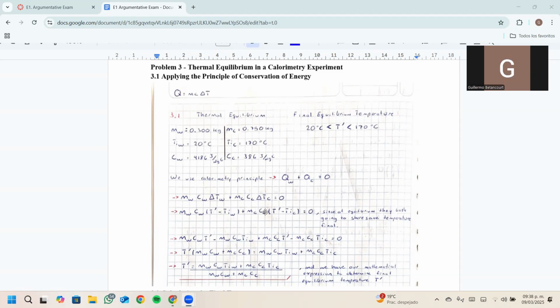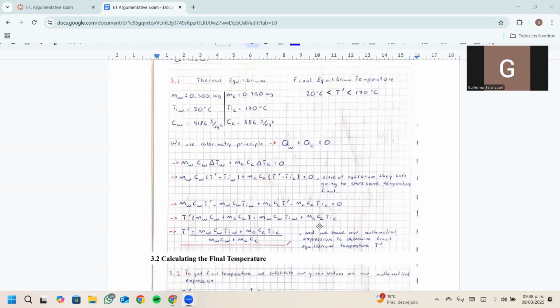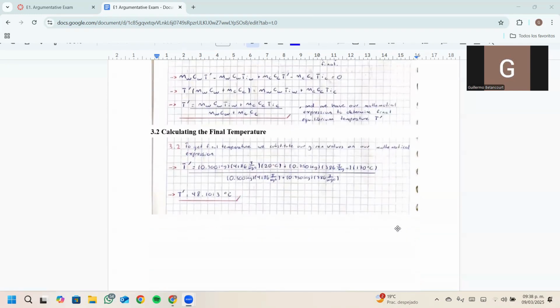the final temperature for both materials, since when they reach thermal equilibrium, they both are going to share the same final temperature. And then we have to group similar terms and solve for T final, the final thermal equilibrium temperature. And then we have our mathematical expression to determine the final equilibrium temperature. To calculate the final temperature of both materials, we substitute our given values in our mathematical expression, and it gives us a final temperature of 48.10 Celsius degrees.